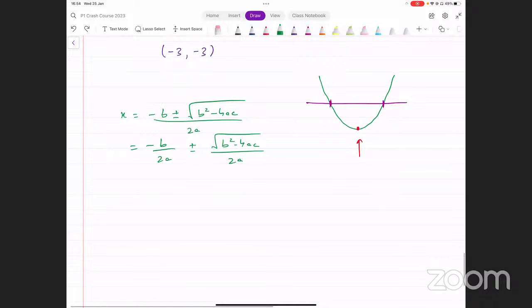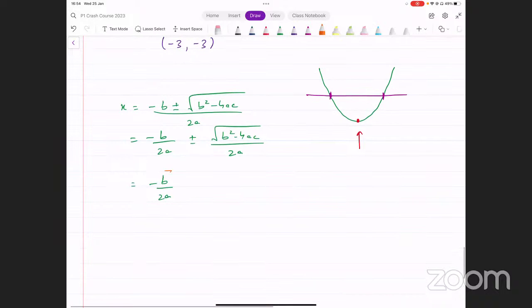Now, this quadratic formula basically works like this: minus b over 2a. This thing gets you to the center of these two x coordinates. So basically, minus b over 2a gives you this point. And then when you do plus something, it takes you to this x coordinate. And then when you do minus something, it takes you to the other x coordinate on the left side. So this part basically takes you from the center to the right or to the left.